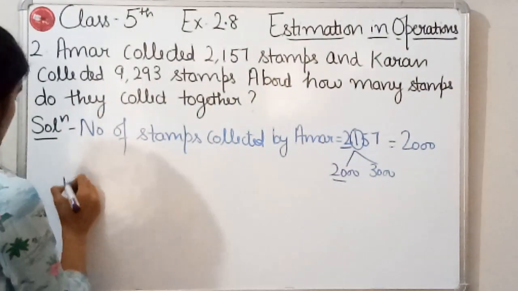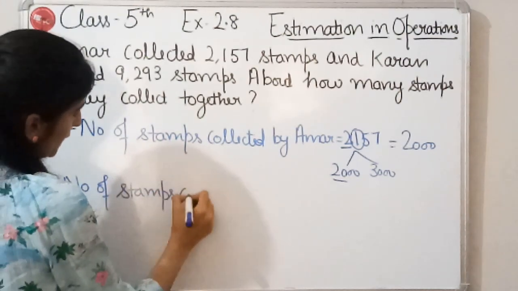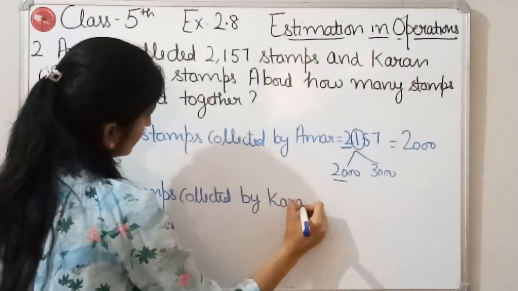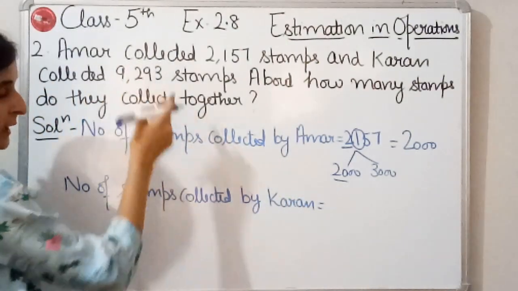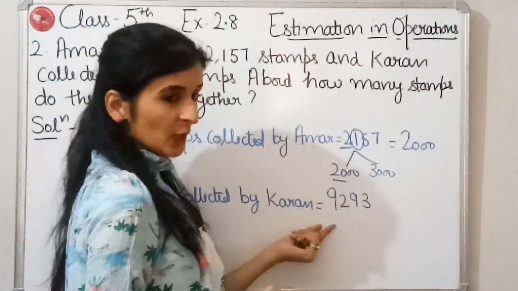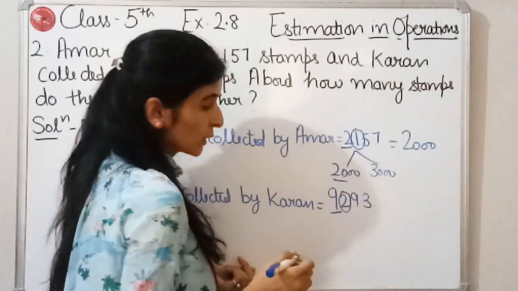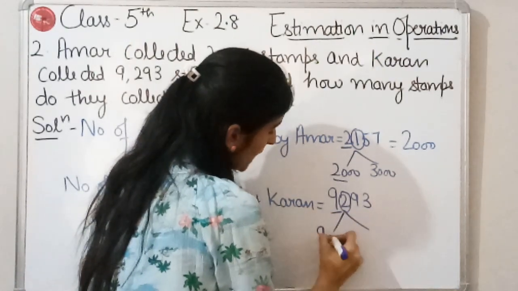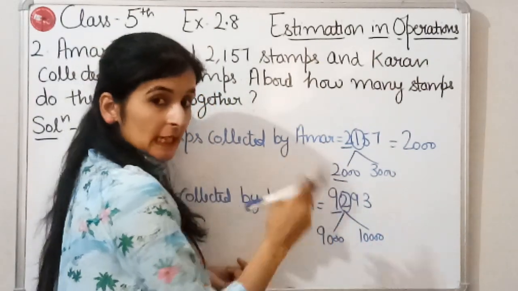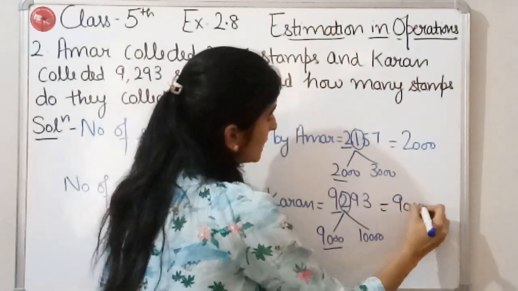Now let's come to the stamps collected by Karan. Number of stamps collected by Karan is equal to 9293. So for that, on the thousands place there is 9, and the digit on its right is 2. Now it lies in between 9000 and 10,000. Now this 2 is less than 5, so it will be rounded down. That means it will be equal to 9,000.